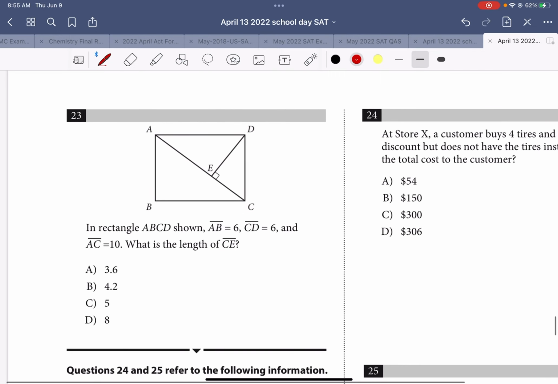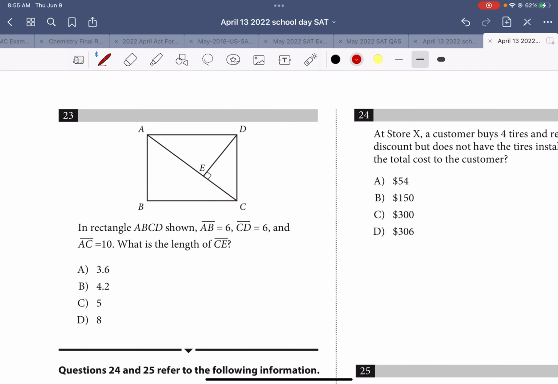Now number 23. In rectangle ABCD shown, AB is 6. CD is also 6, the other side. AC is 10, so this is a 10. And if you remember triples, 3, 4, 5, so this one has to be 8 then.